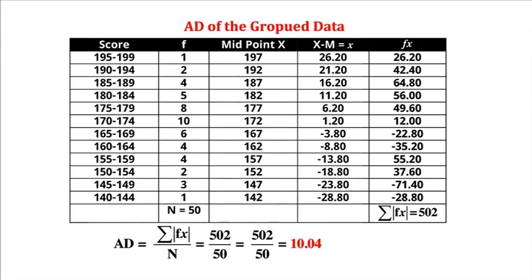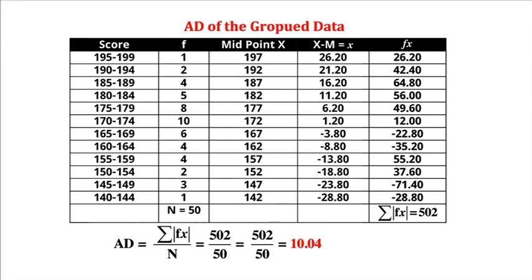Now, this is the group data as we have seen in the standard deviation. See the formula, AD is equal to sigma |fx| upon n. The bar means addition irrespective of the sign. Now, f is there, x. What is x? x is the deviation from the mean. So, first of all, we will find the mean of the problem.